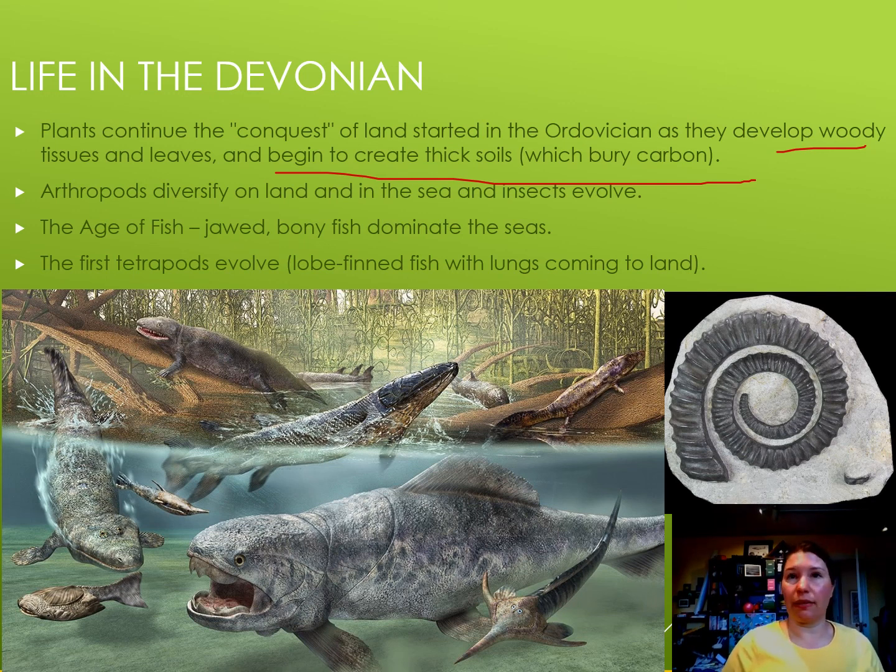And that means that carbon is being pulled from the atmosphere, because that's what plants do, they bring in carbon dioxide and they're leaving it as they erode and create soil in the ground. They're pulling CO2 out of the atmosphere. So we can expect some cooling to happen, and that's exactly what goes on at the end of the Devonian.